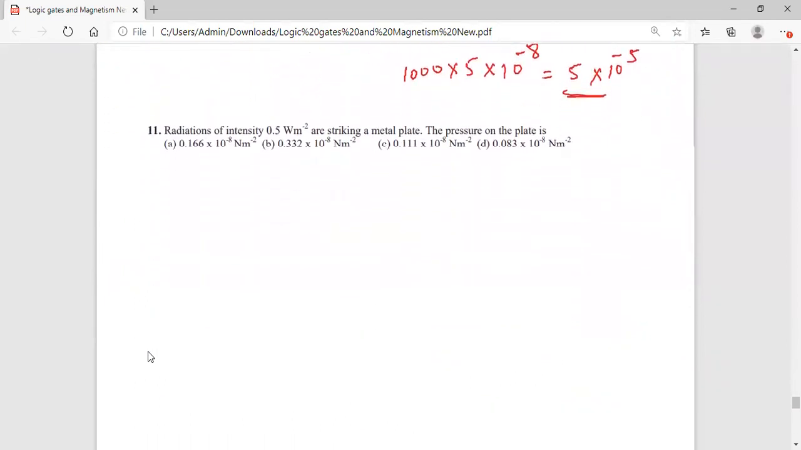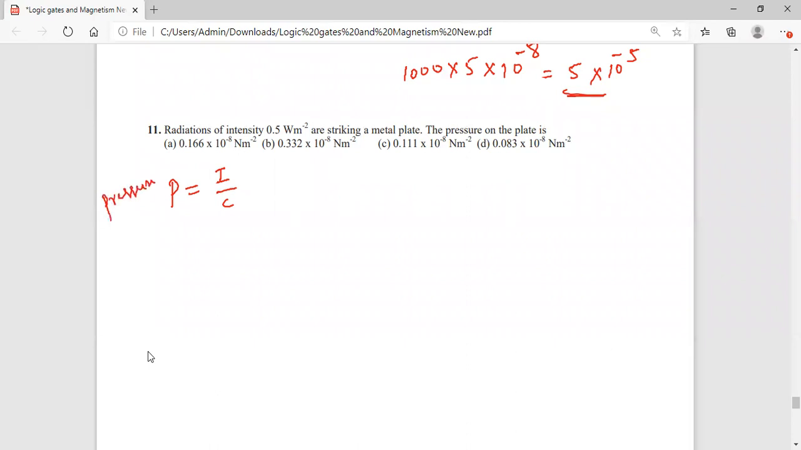Next, the 11th one. Radiation of intensity 0.5 watt per meter square is striking a metal plate. The pressure on the plate is, when the radiation is incident on the plate, it exerts pressure. The pressure exerted by the radiation is given by P is equal to I by C.